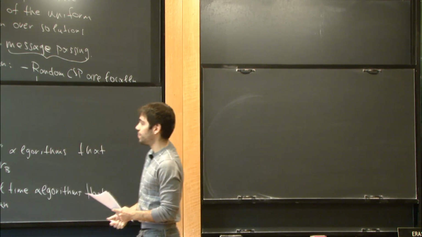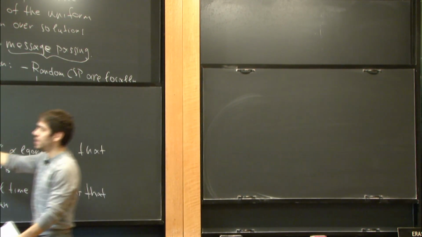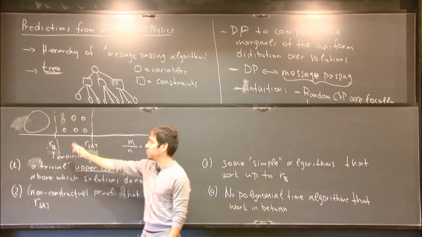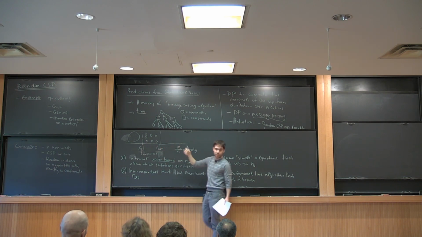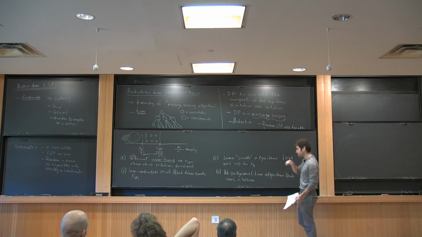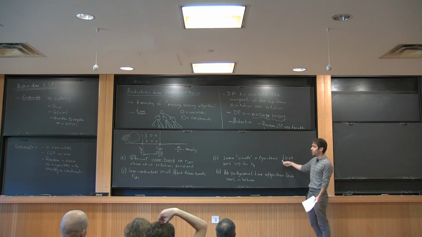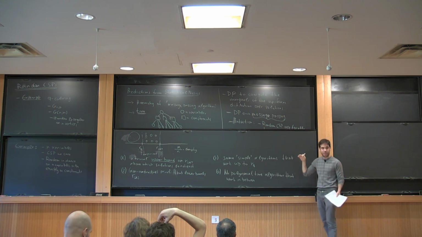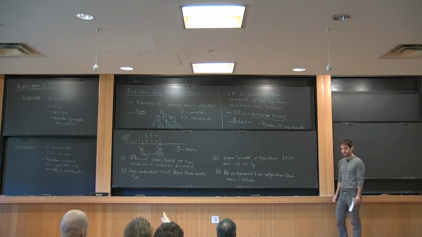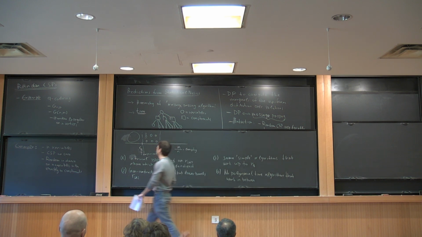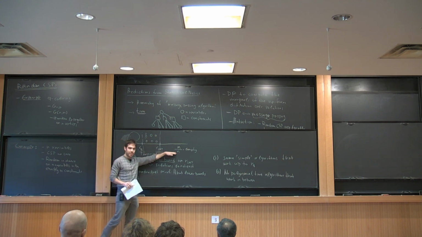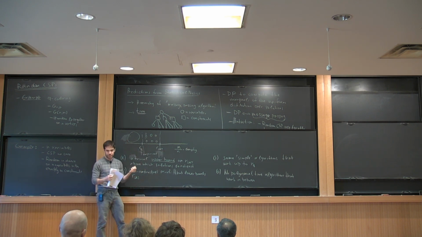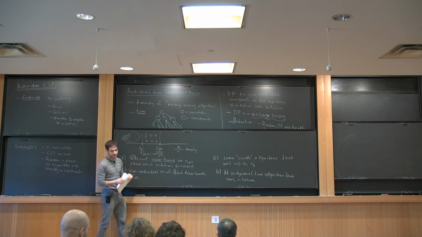So for many CSPs, we now know that this behavior predicted by statistical physicists is actually correct. The solution space does look like this. Their predictions turn out to be correct, and we do not yet know of an algorithm that can beat this message passing procedure. Is this supposed to be like melting and boiling? Yes. As the density increases, the temperature decreases, so things begin to freeze. That's the idea.